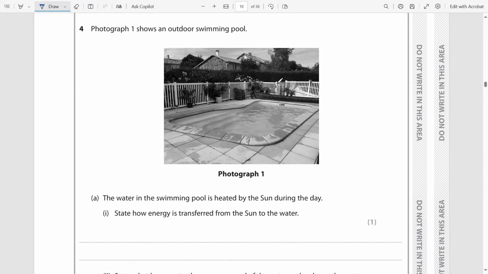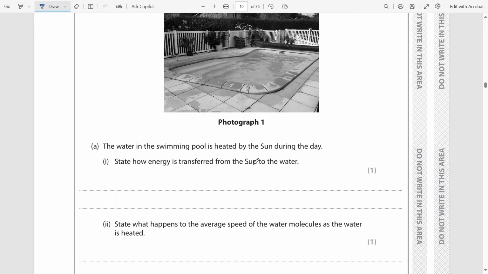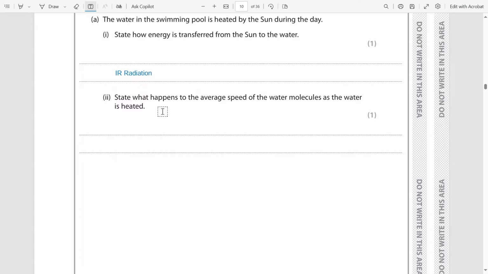Oh, that's a really nice swimming pool. The water in the swimming pool is heated by the sun during the day. State how energy is transferred from the sun to the water. Guys, we can just say IR radiation. It's just that simple. State what happens to the average speed of the water molecules as the water is heated. The water molecules increase in speed.